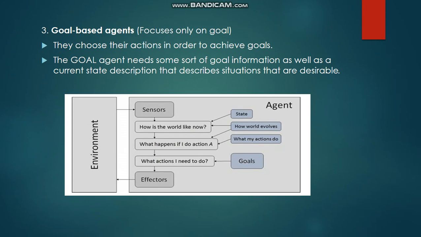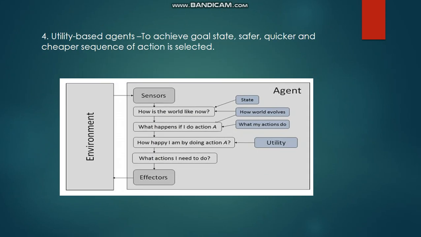The fourth type is utility based agents. These are also a kind of goal based agent. A goal will be given to these agents, but to attain the goal, the path it selects should be cost effective, that is, the cost should be low, it should be very much safer, and it has to reach the goal quickly. By seeing all these aspects, it will go and attain the goal. That is the difference here.